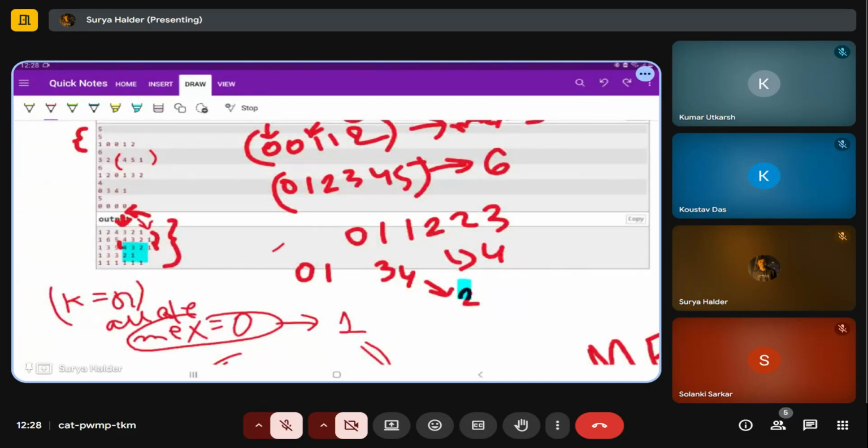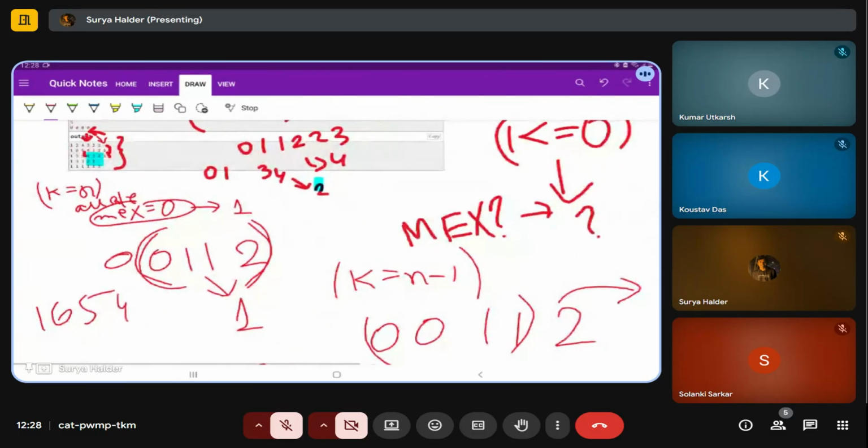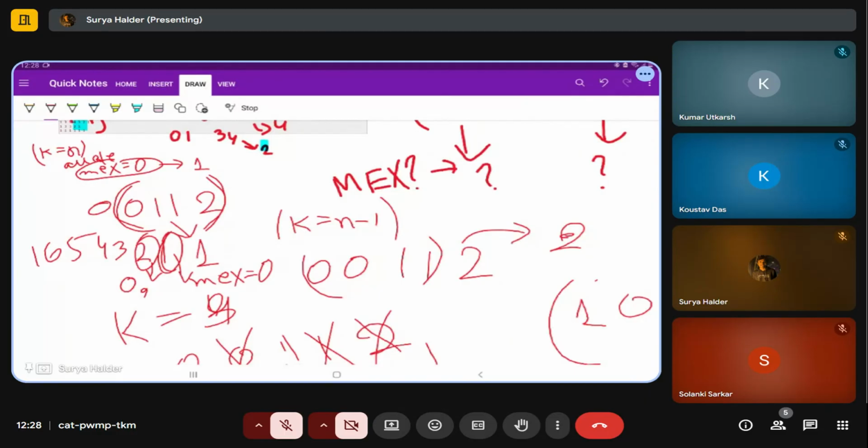Yes, like 1, 6, 5, 4, 3, 2, 1. So this last one was for max is equal to 0. This one was max is 0 and this max is 1. Similarly for this and this. So from right to left, we will be going in an increasing order from 1 up to the maximum max value. Correct? So my analysis stands for the left values.